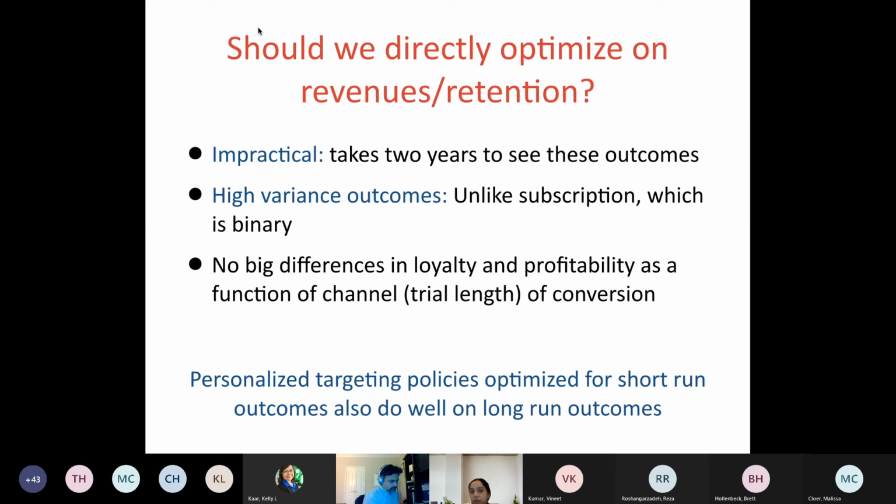But otherwise, what we actually find is that personalized targeting policies optimized for short-run outcomes actually do better than policies which were optimized for long-run outcomes. And that, I think, is simply because of two reasons. One is the variance in the long-run outcomes, and also we have some more data missing for the long-run outcomes, which might reduce the policies' overall accuracy. But that's overall good news, which means that firms can actually develop targeting policies that optimize short-run outcomes and be reasonably confident that long-run outcomes are getting optimized as well.